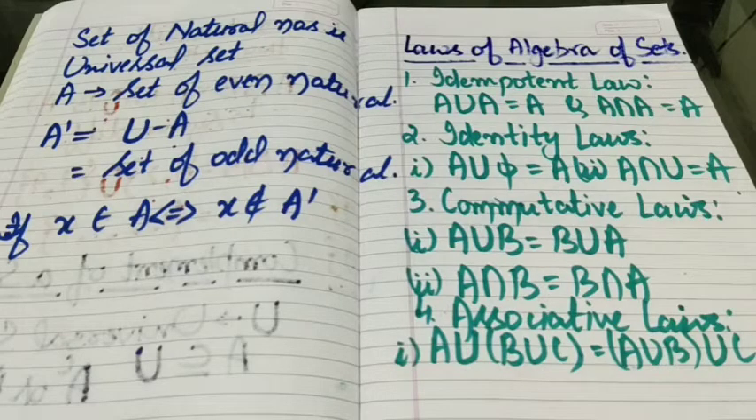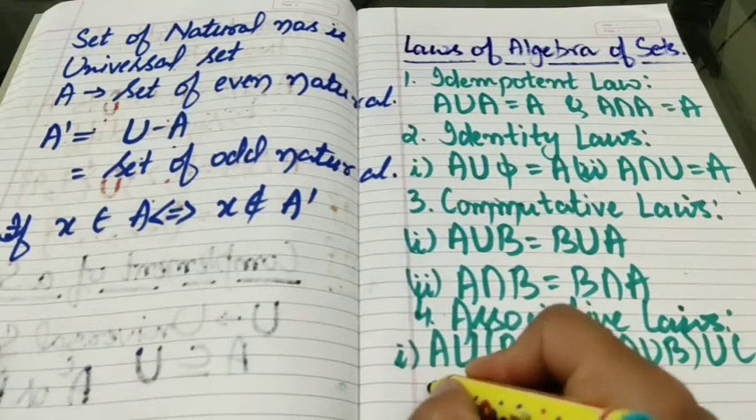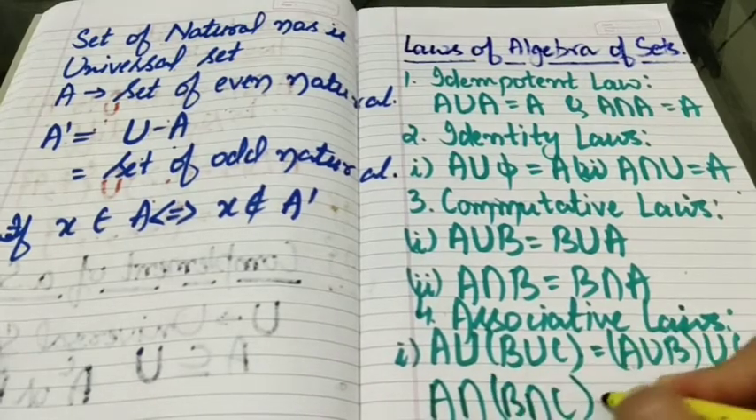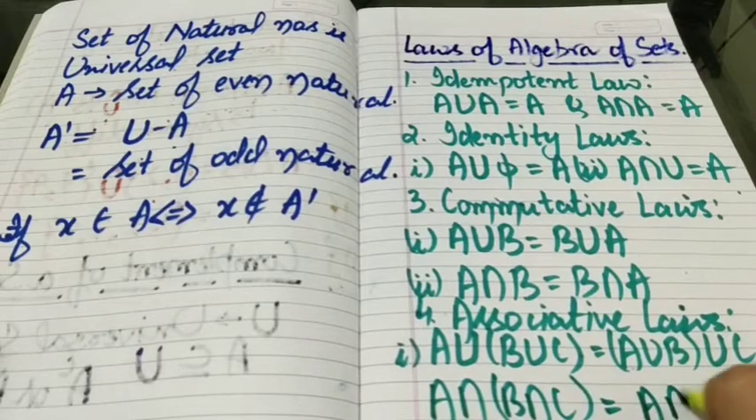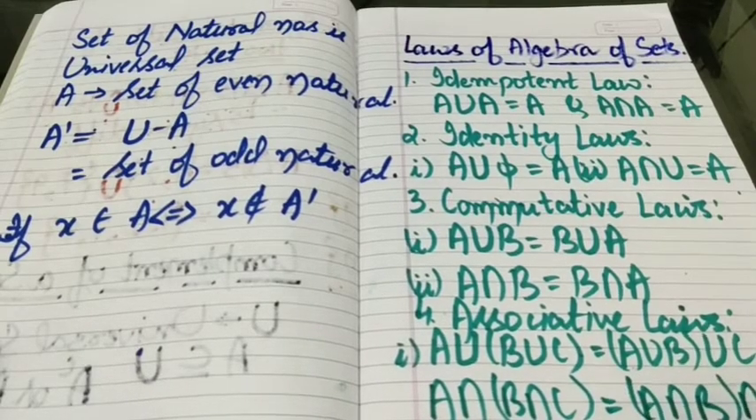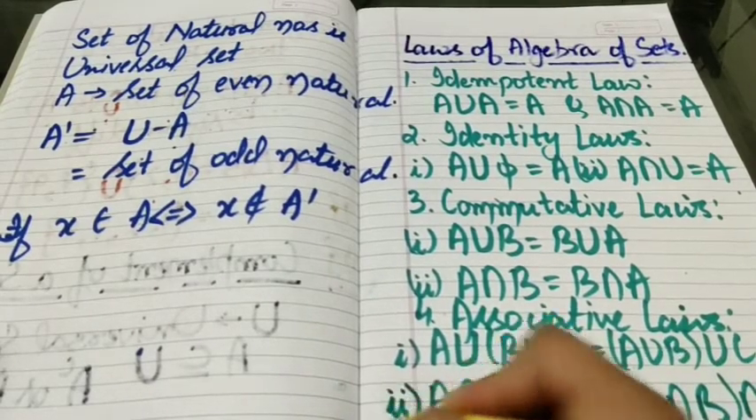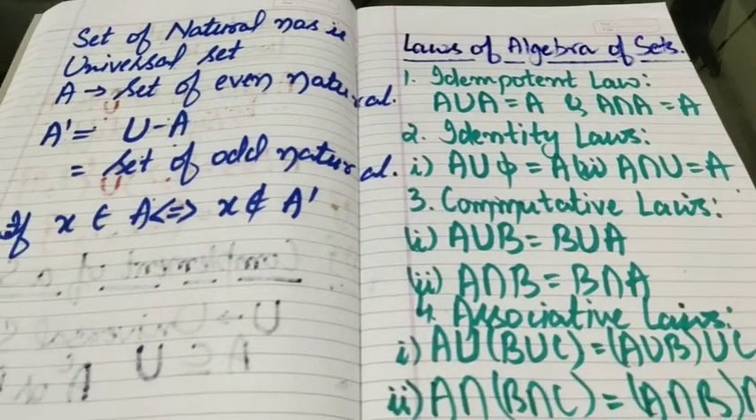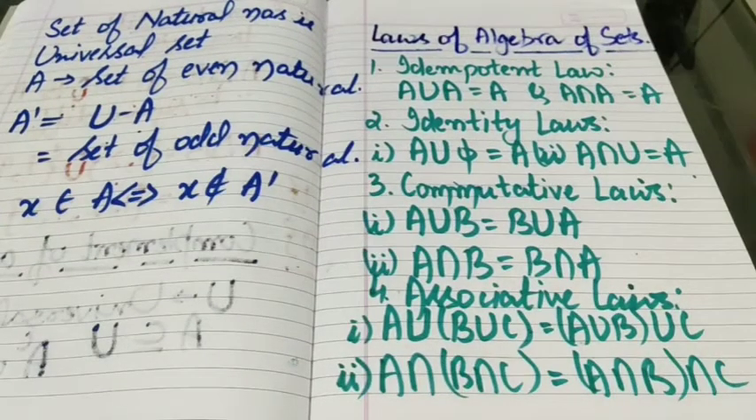In the same way, A intersection (B intersection C) equals (A intersection B) intersection C. So we can say that both union and intersection are associative, which means the union of three sets or the intersection of three sets, or any number of sets, always remains the same irrespective of the pattern of their grouping.